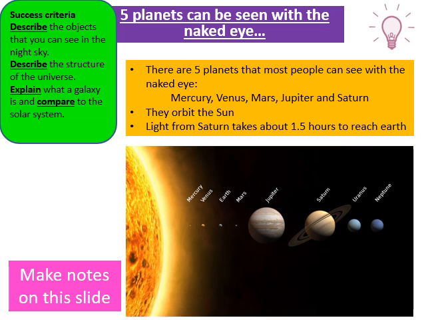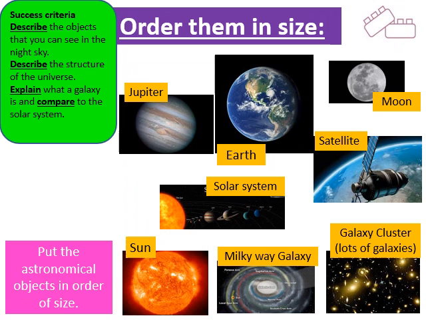The picture on the screen then shows the planets in our solar system, and it shows them in order from the sun. Okay, so there are 5 planets that most people can see with the naked eye. They are Mercury, Venus, Mars, Jupiter and Saturn. All of these planets orbit the sun. Okay, what I need you to do is make sure you've got some notes just on the order of the planets and which ones people can see with the naked eye.